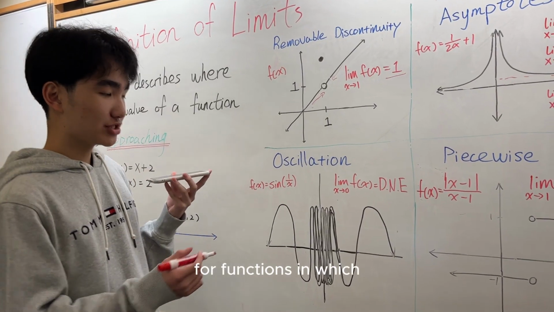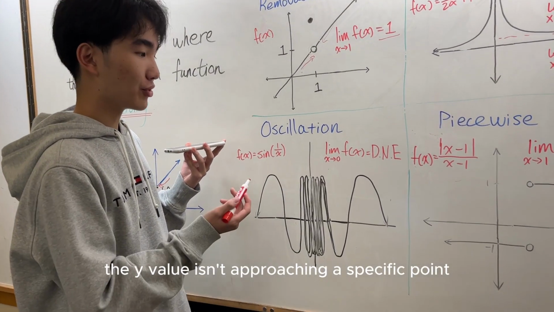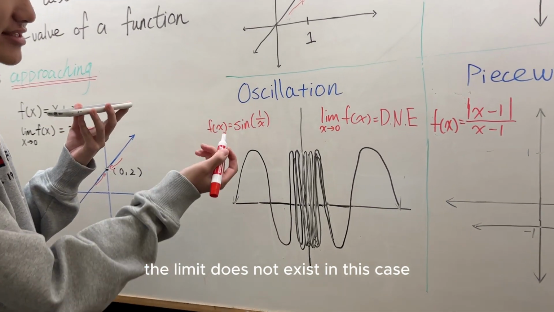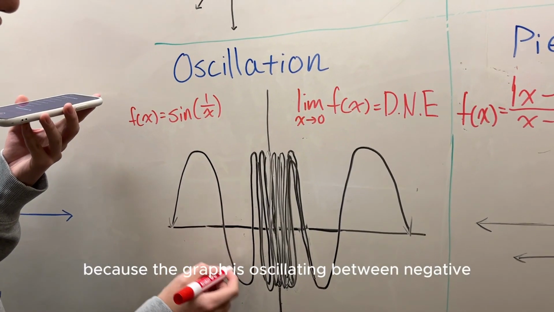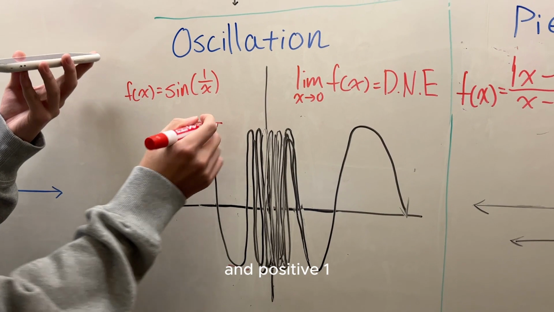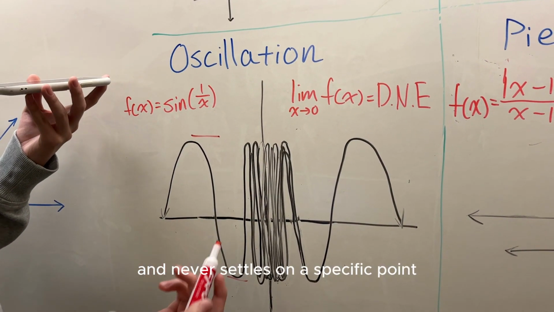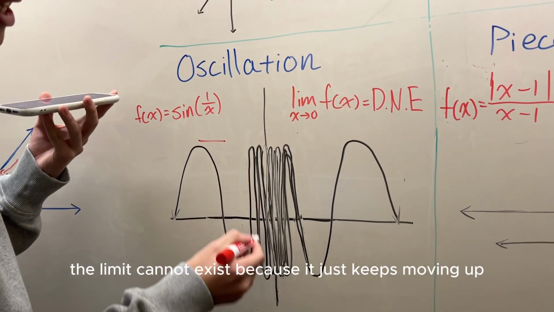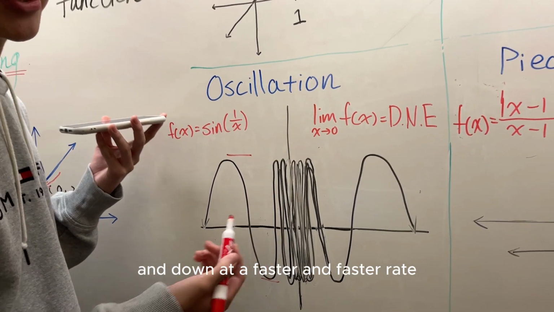For functions in which the y value isn't approaching a specific point, the limit does not exist. In this case, because the graph is oscillating between negative and positive 1 and never settles on a specific point, the limit cannot exist because it just keeps moving up and down at a faster and faster rate.